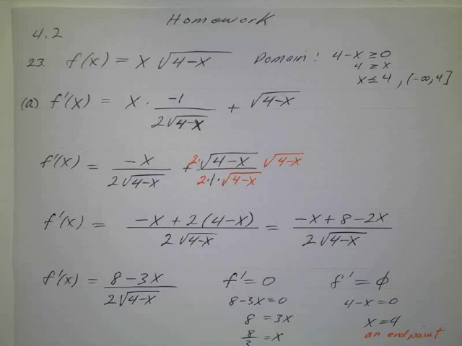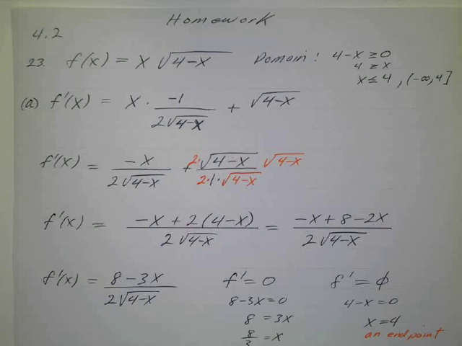Okay, here's some more of homework 4.2, and this is number 23: f of x equals x times the square root of 4 minus x. And again, let's check our domain. We know that 4 minus x must be greater than or equal to 0, so 4 must be greater than or equal to x. If I add x to both sides, x is less than or equal to 4. So my domain is negative infinity to 4. It can be equal to 4, so I can go right up there.